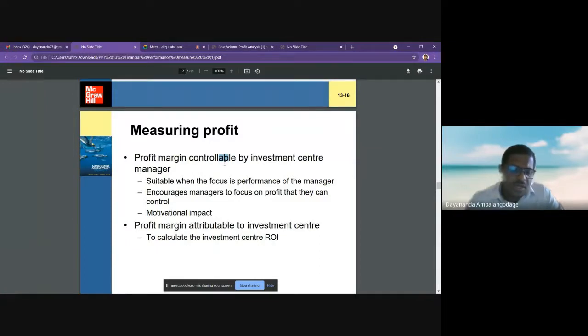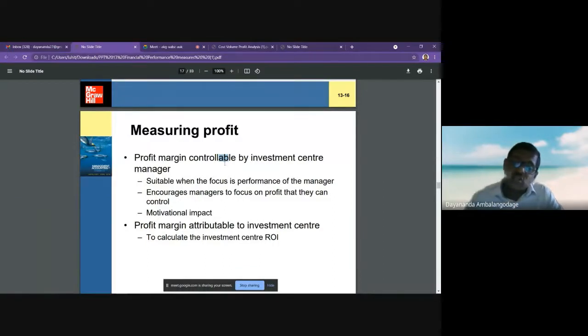So I hope you got the meaning of controllable. Now suppose the building in your branch, the rent agreement is not signed by you. The rent agreement is signed by the head office. They took the decision. They negotiate the rent value with the supplier. If that is the case, rent expense is not controllable to you because it's beyond your responsibility.